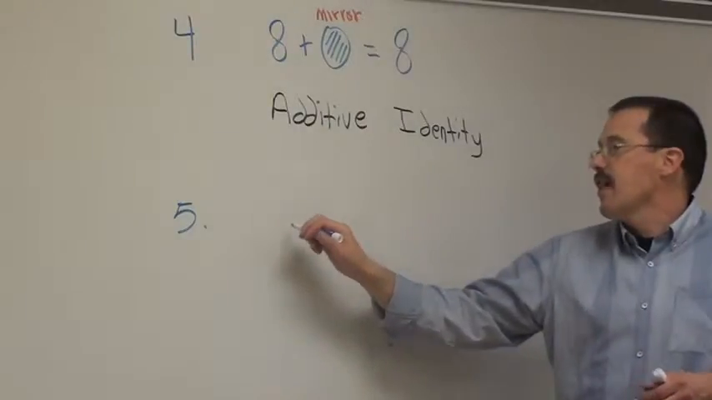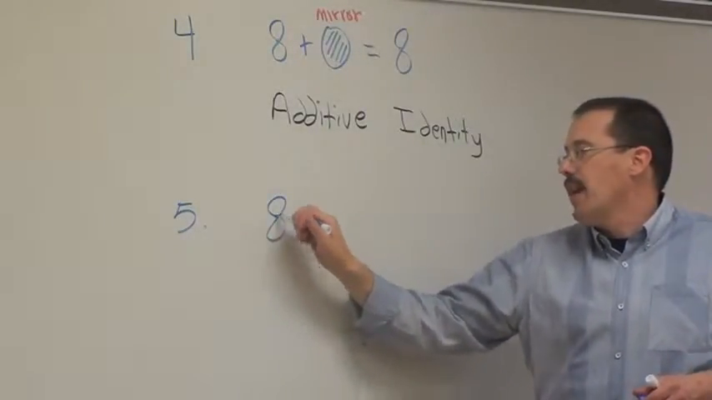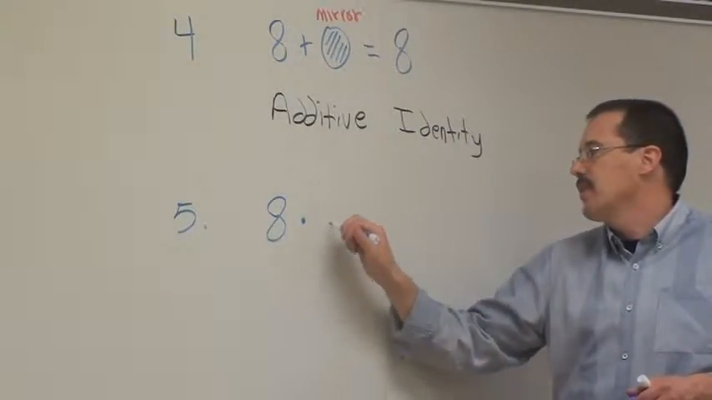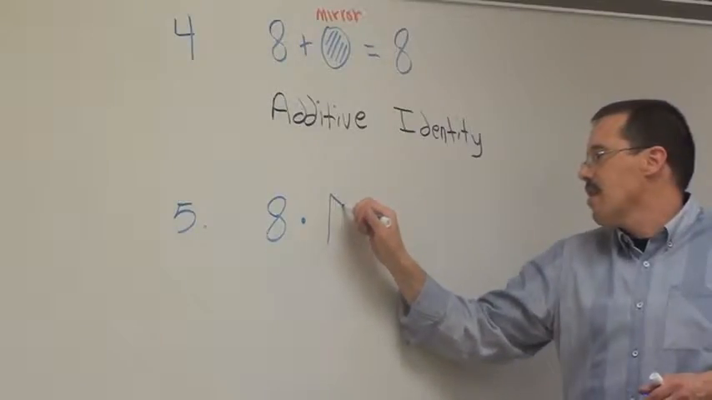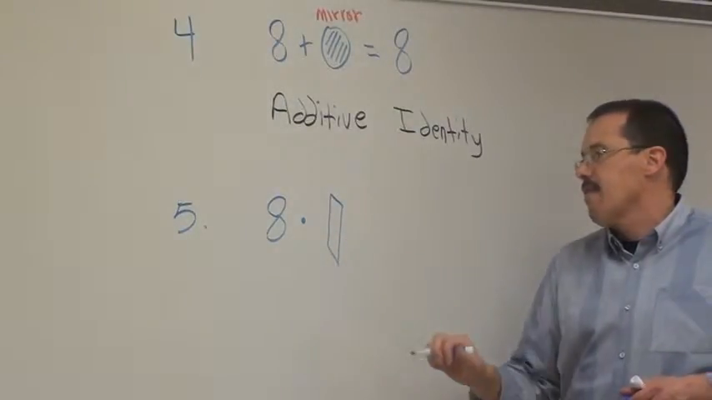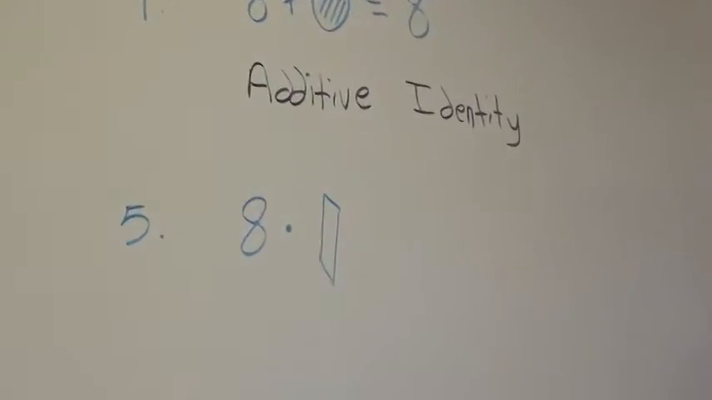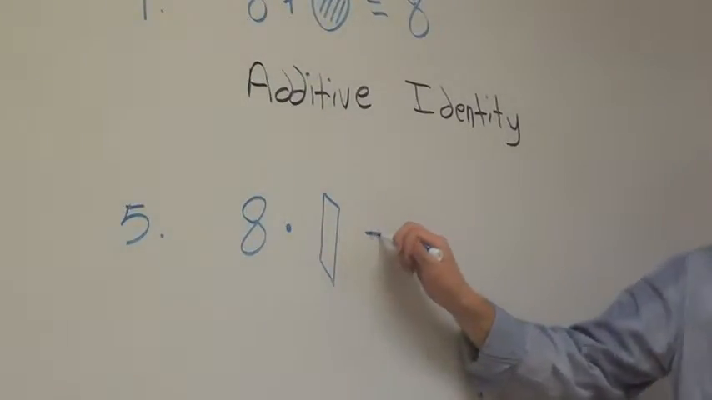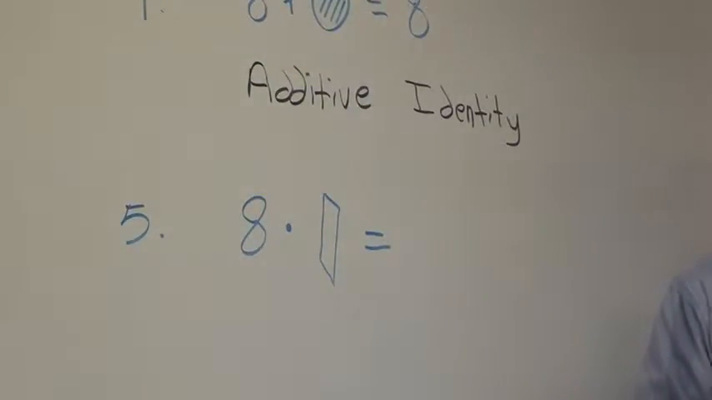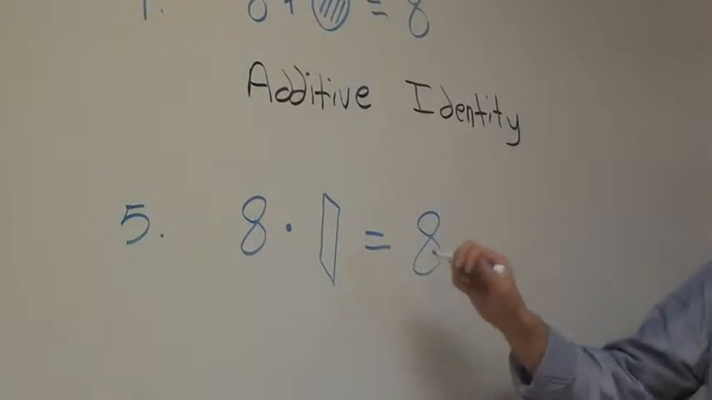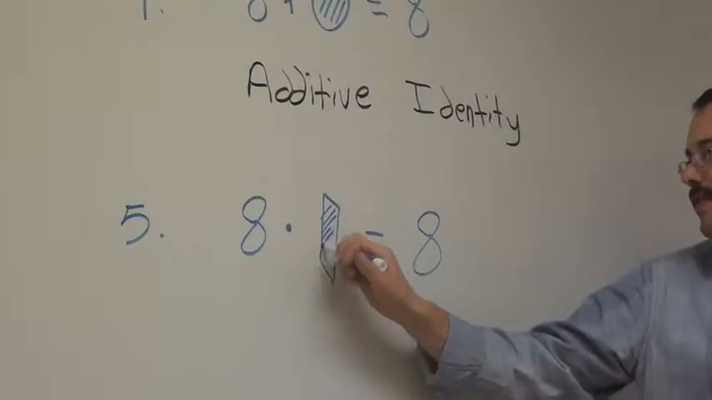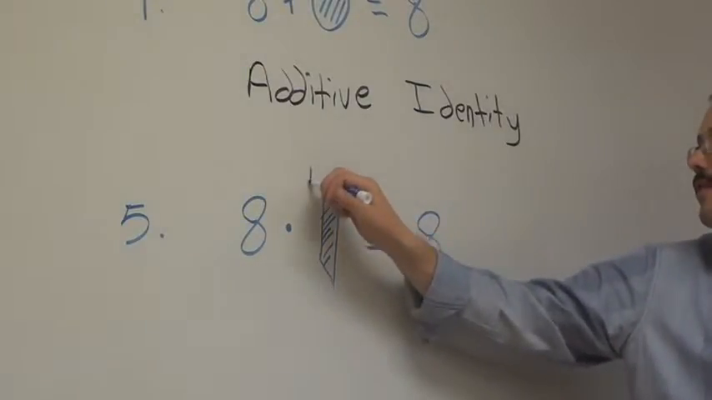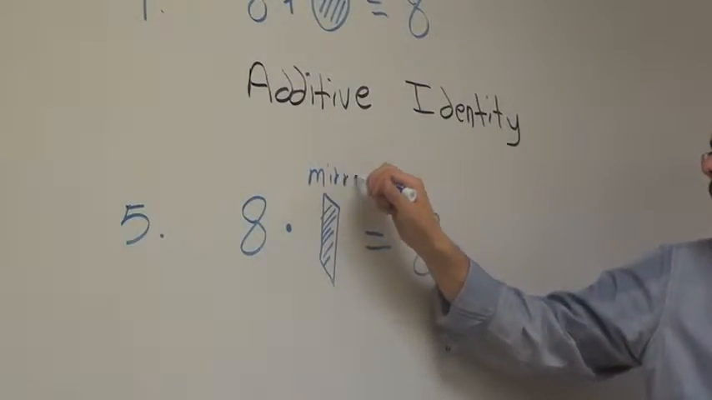Okay, here is the next one. Put an 8 and put times, and make your 1 look funny, kind of like that, like on a race car or something. Equals. What does 8 times 1 equal? 8. Now I'm going to put little things in here like this so that this also is a mirror.